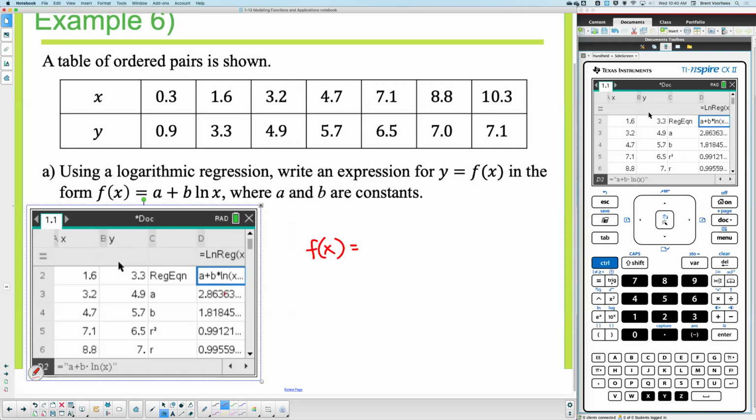Okay, so a is the correct constant, so our model would be f of x equals, I'm going to do 3 decimals. So a is 2.863 plus our b, again, 3 decimals, 1.818, and this says natural log of x. Y'all don't know what natural log is, but just put it in. There's our equation.